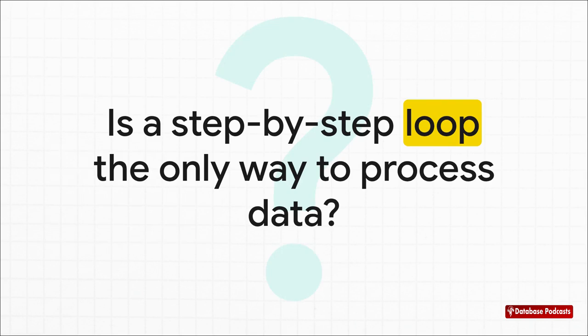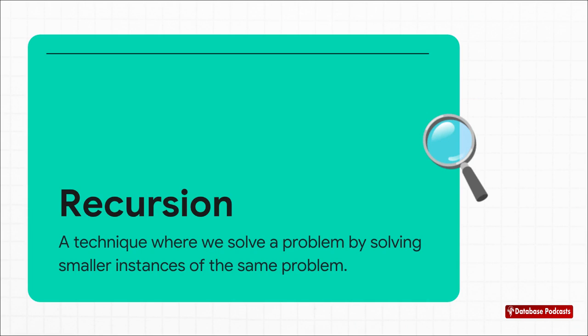So that step-by-step, one after the other approach feels pretty intuitive, right? But is it the only way? Is there maybe a different way to think about working through a whole bunch of data? You bet there is. And it's a concept that's, well, a little bit of a brain bender at first, but it is unbelievably powerful. It's called recursion. And with recursion, a procedure solves a problem by basically calling a copy of itself to solve a smaller piece of the exact same problem.